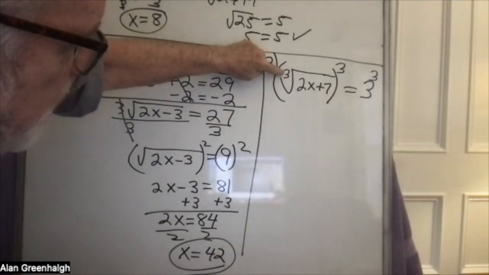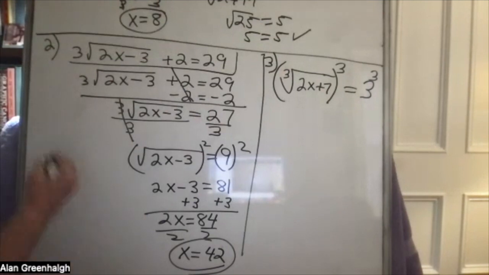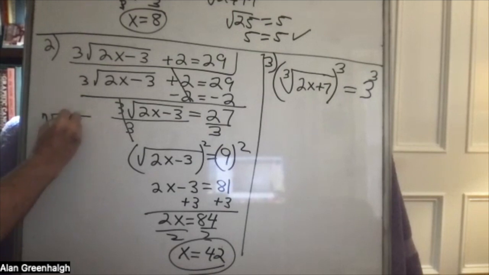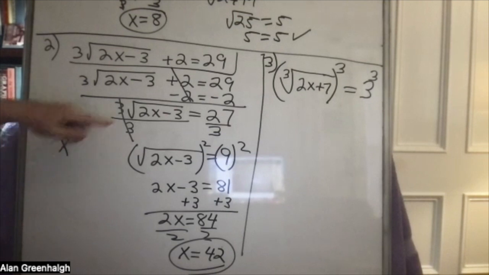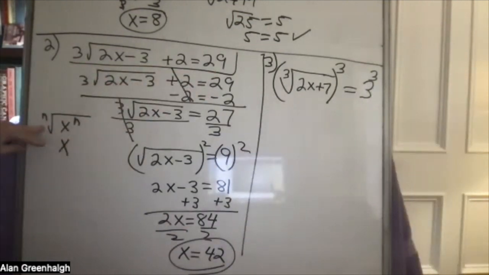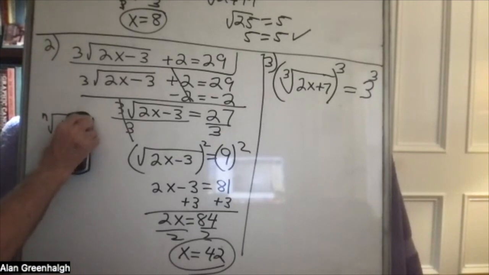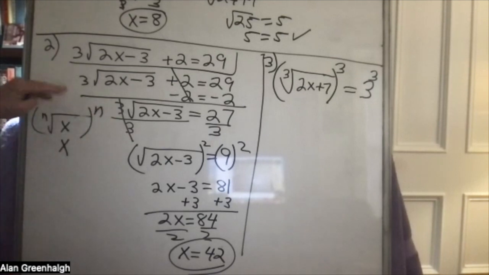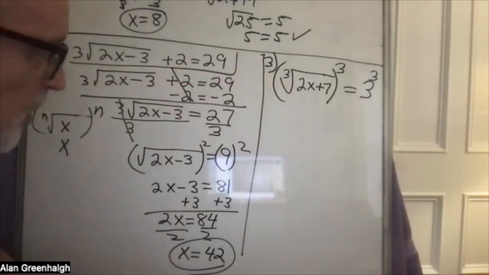So, just the way, and that was that theorem that wasn't a theorem, I don't know what it was, a rule. The nth root of x to the nth is equal to x. So that could have been a 3, which turned out to be the third root. Okay, so that's the way you would do it, and that's the way you would do it there as well.